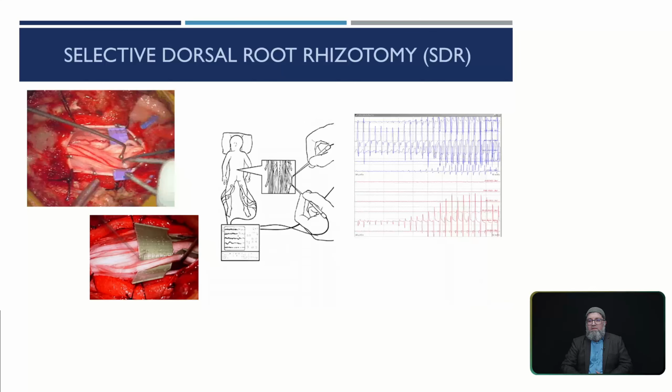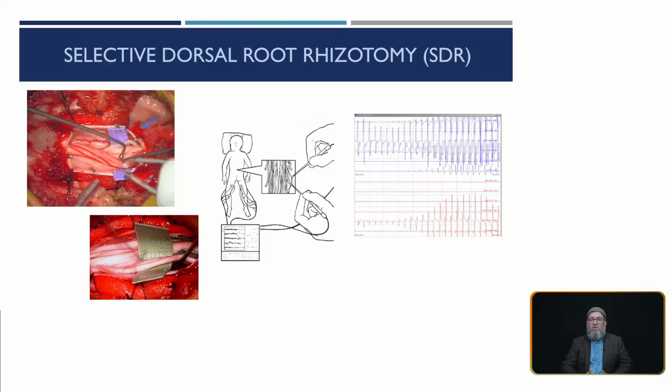Selective dorsal root rhizotomy is another modality, which is done for treatment of patients with cerebral palsy. Patients with cerebral palsy will have severe spasticity. So what we do is identify the dorsal root, split it into multiple rootlets, stimulate each rootlet, identify which rootlet has poor connection, and just cut the bad rootlet. So we don't cut the normal.